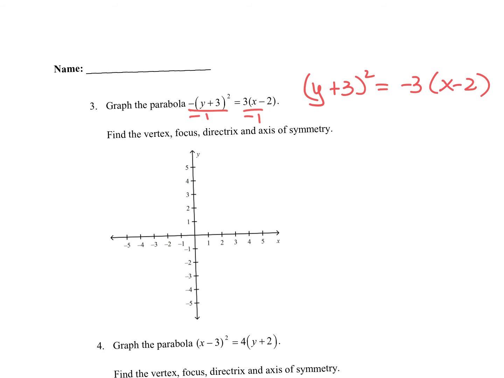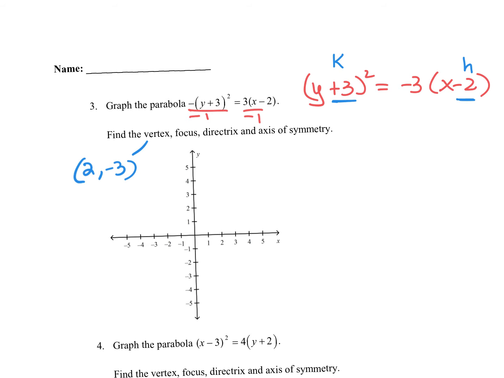Now I could go ahead and pull out my vertex. Remember the vertex is right here. It's opposite of what you think. Remember this is your k value. K is always with y. H is always with x. So my vertex here is going to be the ordered pair (2, -3).